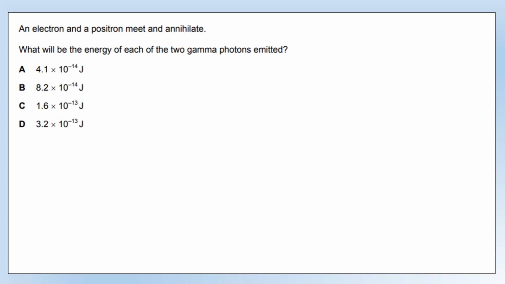So an electron and a positron meet and annihilate. What will the energy of each of the 2 gamma photons emitted be? We can calculate the energy that mass is, essentially. They've got 2 particles, an electron and a positron, which is why we've multiplied by 2. This is the mass of an electron multiplied by speed of light squared. So this is the total energy contained within an electron and a positron. That means that each of the photons is going to get half of that, which is why the answer is B, because it's half the total energy each.